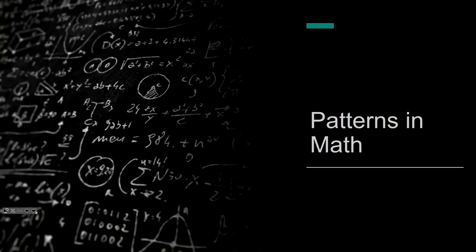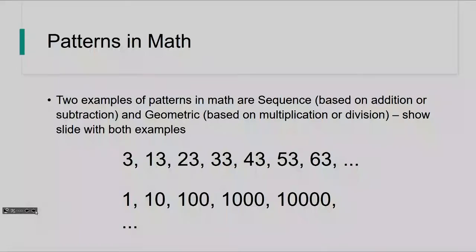So now patterns in math. So we talk about patterns that we see every day in nature or man-made, but now, of course, we see patterns in formulas and in mathematics. So two types of patterns in math are sequence, based on addition or subtraction, and geometric, based on multiplication or division. So these can get vastly more complicated the more you study math and as you get older, but these are two of the most basic ones.